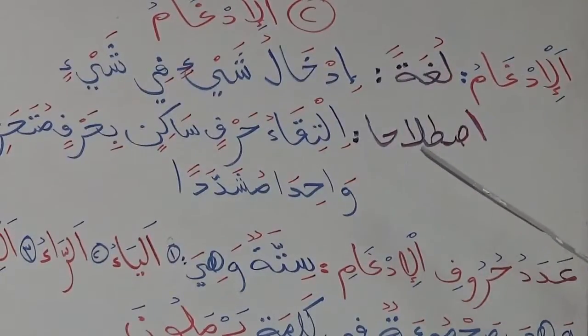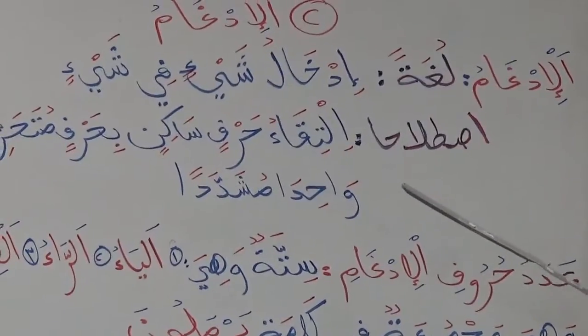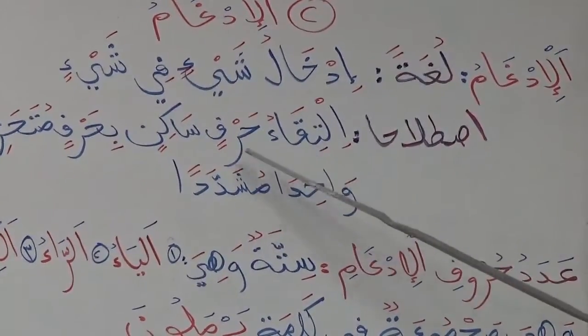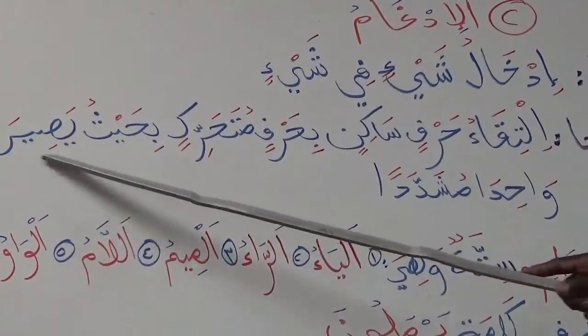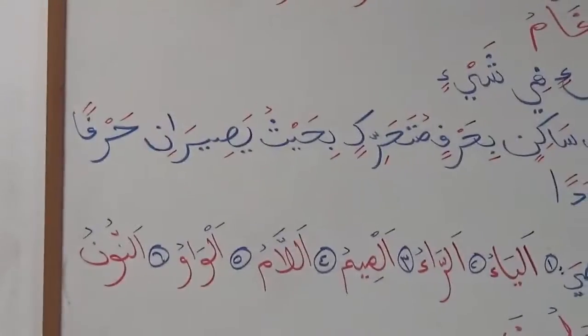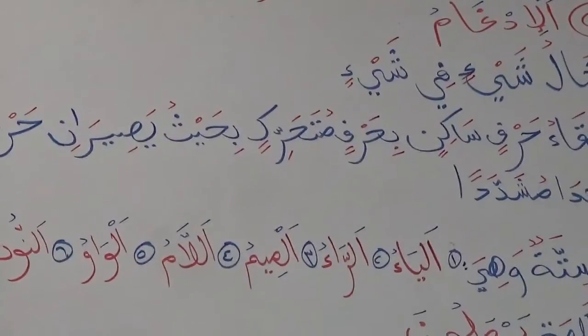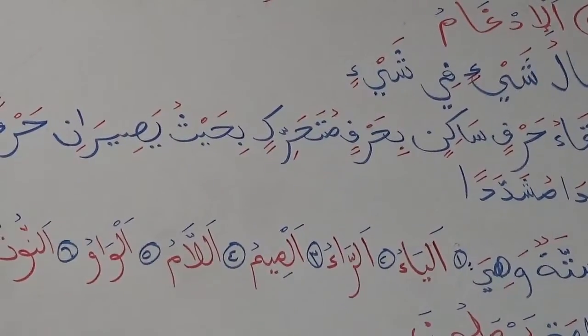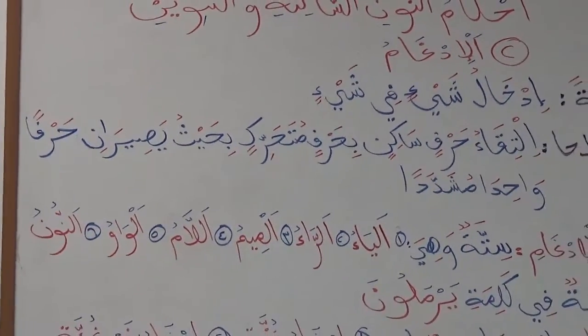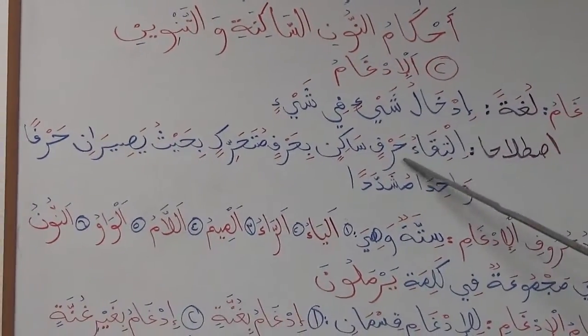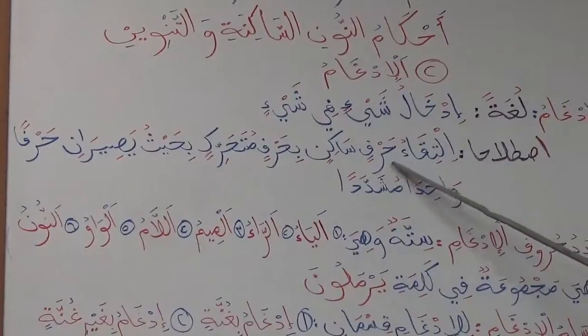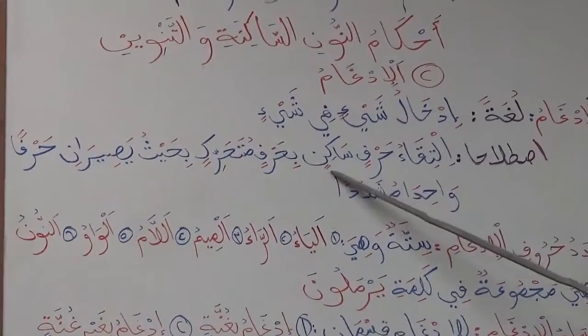اصطلاحا, in Tajweed, when we say al-idgham, what do we mean? التقاء حرف ساكن بحرف متحرك بحيث يصيران حرفا واحدا مشددا. التقاء is the meeting, right? In Arabic, how do you say goodbye, or see you? إلى اللقاء, right? So التقاء حرف, it is the meeting of one letter that has a sukun, sakin.